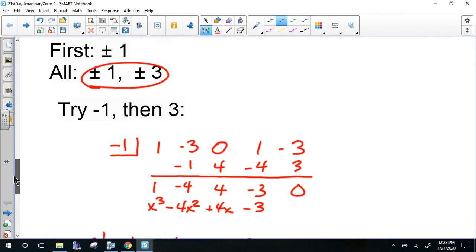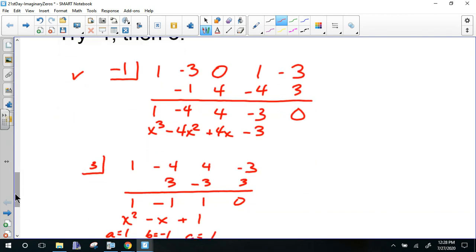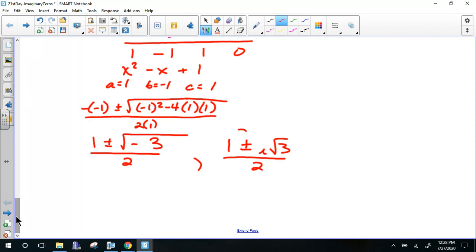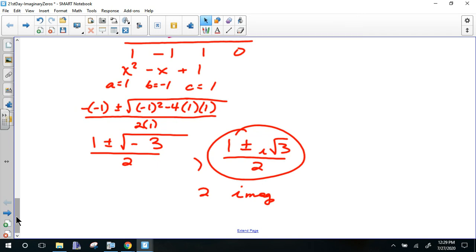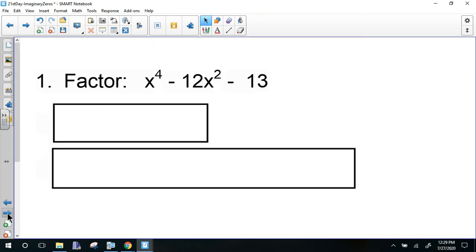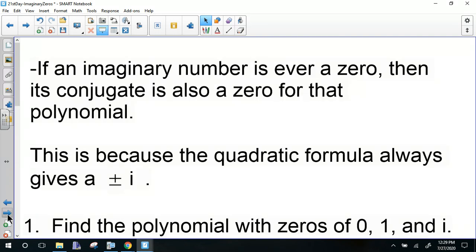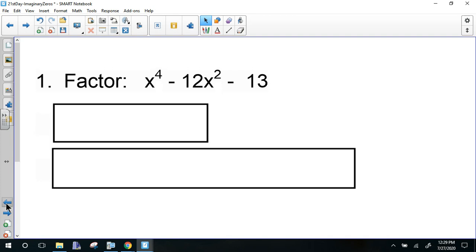So there's my other two imaginary roots. So negative 1 works, 3 works, and then here are my other two. They're imaginary roots. Okay, there's 2 of them. So you guys try this one. Pause the video and factor x to the 4th minus 12x squared minus 13, just as a little side practice, and come back and we'll go over it.